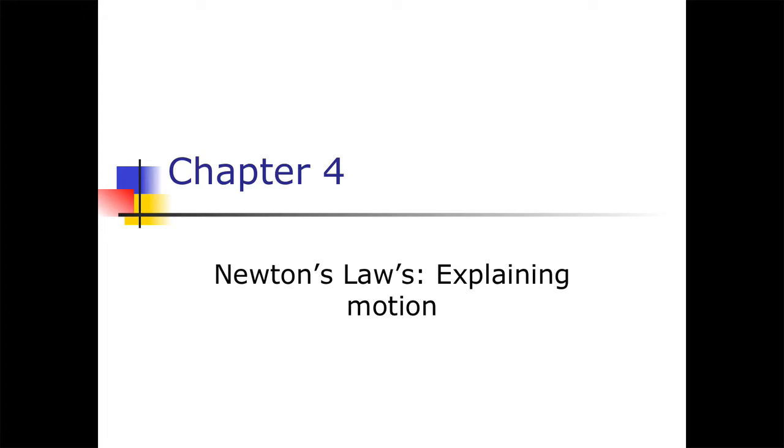Probably you might have said, but we have been explaining motion so far. Yes, without its cause. So in chapters 2 and 3, when we were talking about motion, we were trying to describe, the car is traveling at this distance with the initial velocity of this much, and so on and so forth.